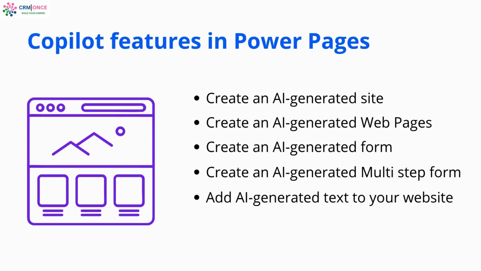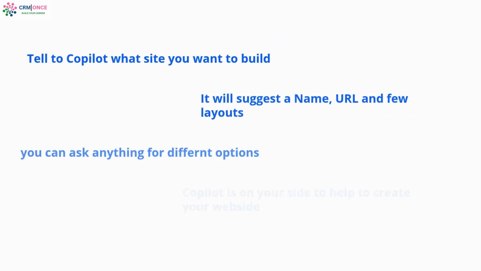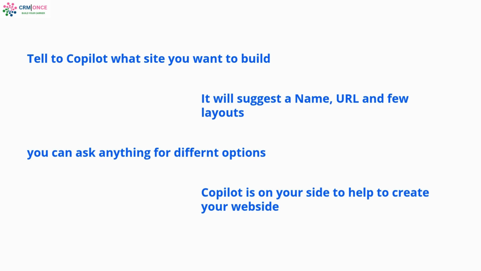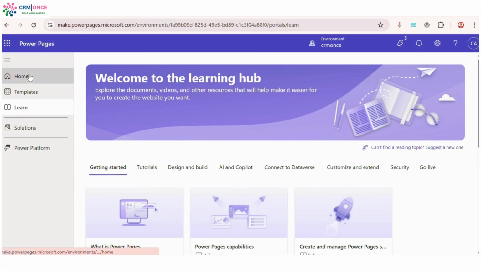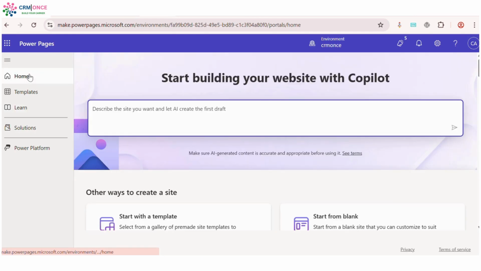You simply describe your needs in everyday language, and Copilot helps by suggesting site names, recommending a URL structure, offering layout templates based on your intent. Copilot acts as your creative and technical partner. You're always in control and can customize the output as needed. Next, let's head over to the lab and check out how we can use Copilot to build our website.